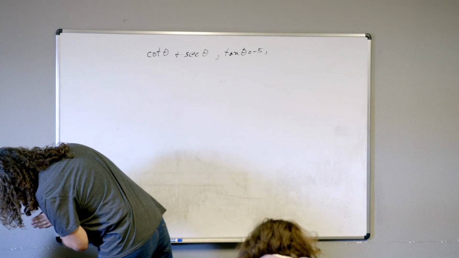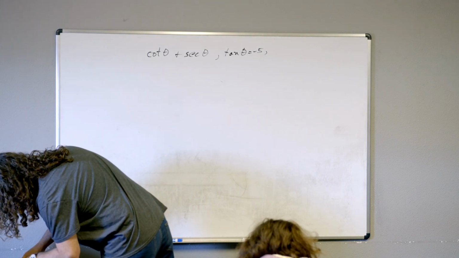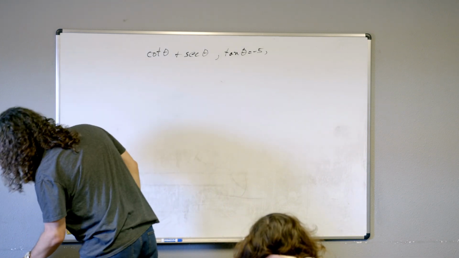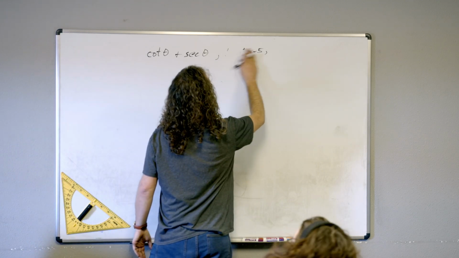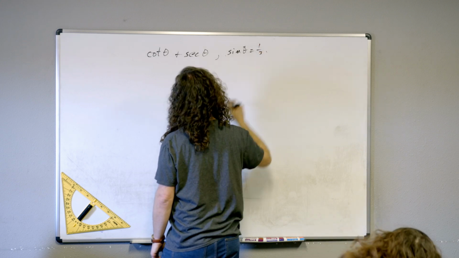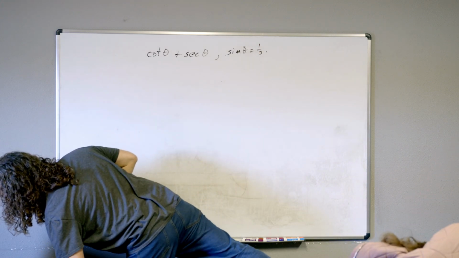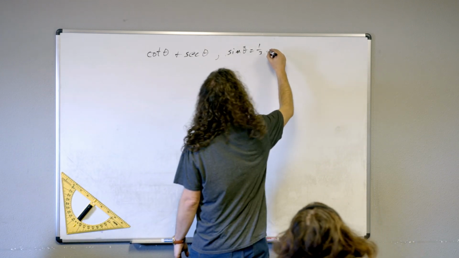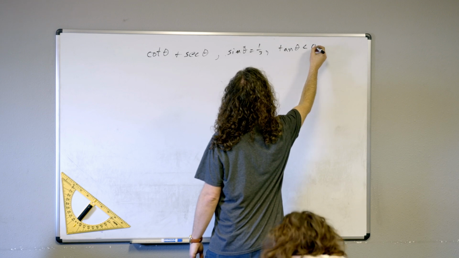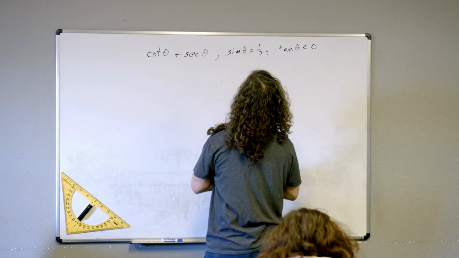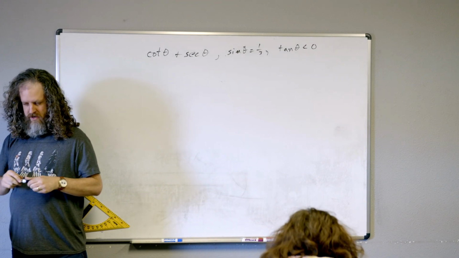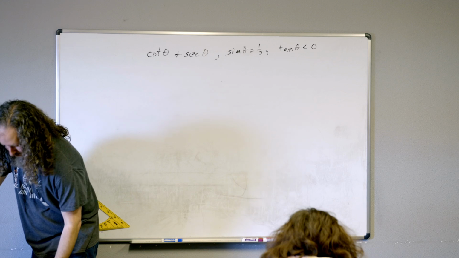No, I'm reading the wrong problem. Did I get anything right? Cotangent and secant is right. Yes, but then the sine of theta is 1/3. And tangent's negative. Can we use the sine squared plus cosine squared equals 1 to find cosine? And then convert it to secant? Probably. That's not the direction I would start it.